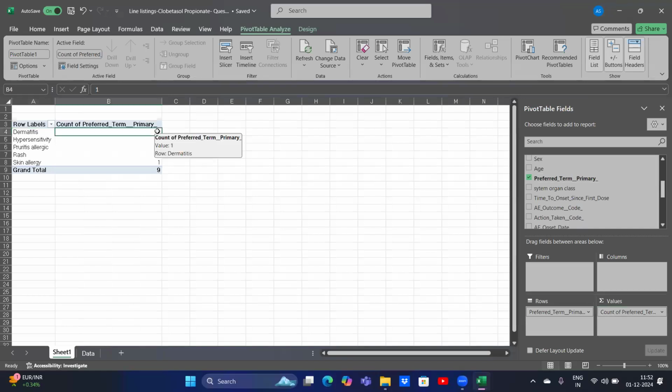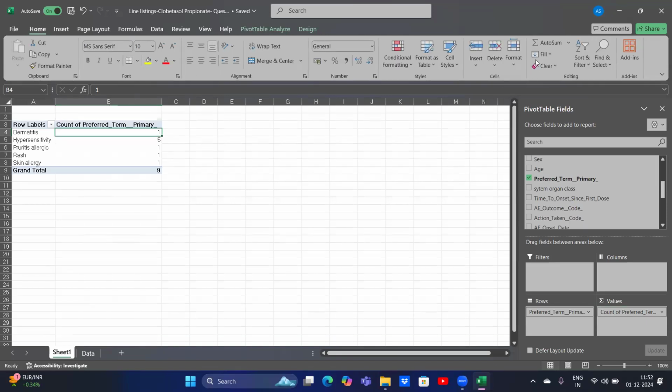Since it is staggered, you can sort and filter. Click on the first, sort and filter. See here, you can see sort and filter in the home page, sort largest to smallest. Do it. Now you have the same table. You have to paste it there. See, you can see hypersensitivity 5 cases, skin allergy 1, rash 1, dermatitis 1, pruritus allergic 1. Total 9. Was the same count there?